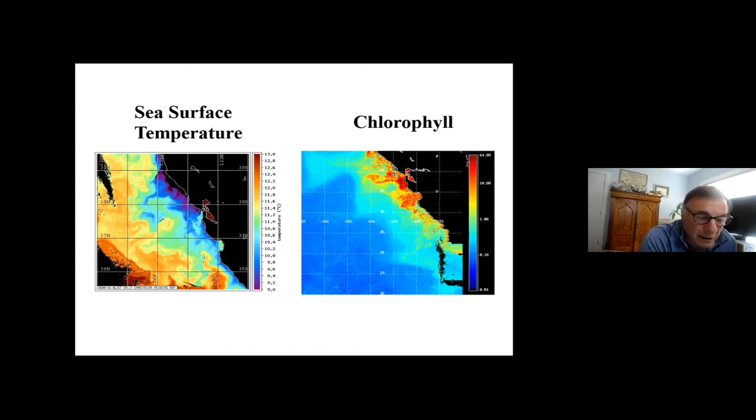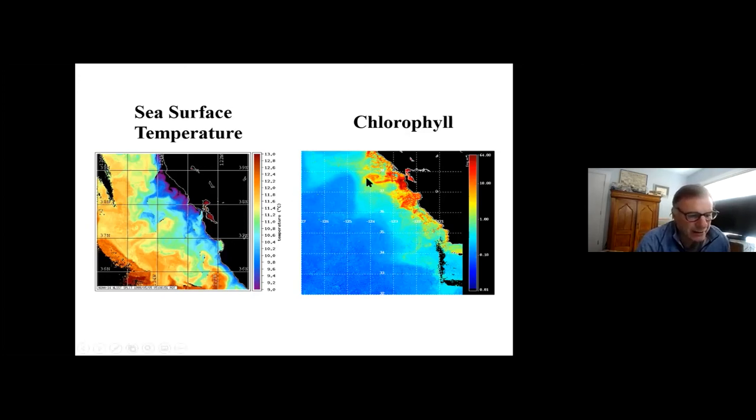So you're not seeing the color of the light. It's just a measure of the intensity of light being reflected, which is then translated to chlorophyll abundance. So this satellite is showing you how much chlorophyll is in the water. And chlorophyll is an estimate of how much phytoplankton is in the water.